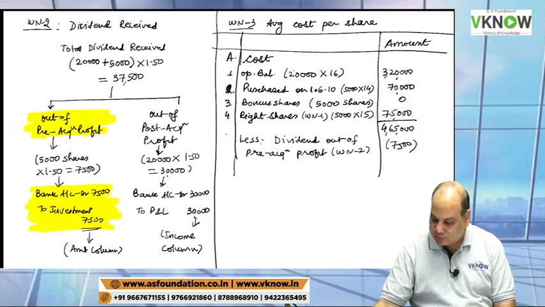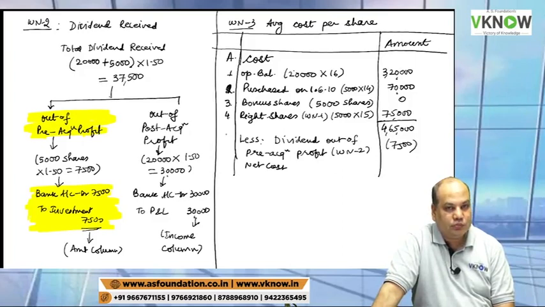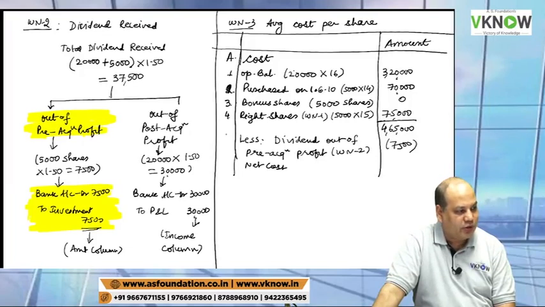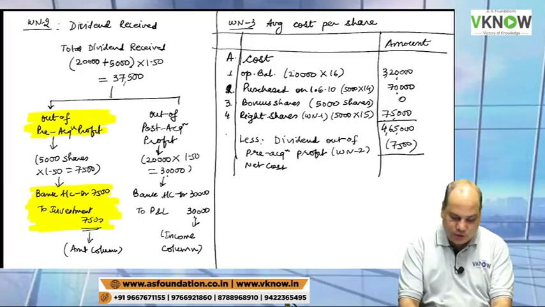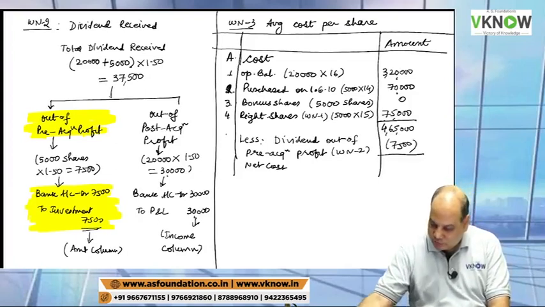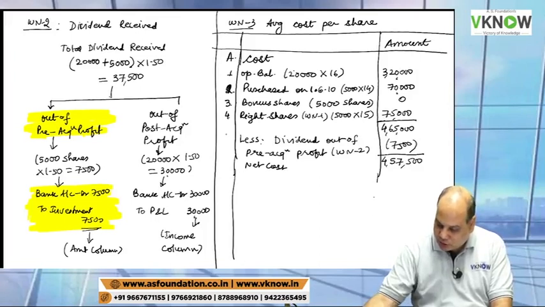Quickly answer now. What is my net cost? Net cost is how much? Let me also try. 4,65,000 minus 7,500, 4,57,500. And now we'll count the number of shares.